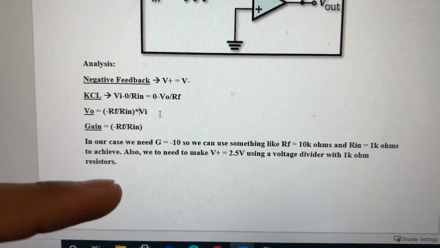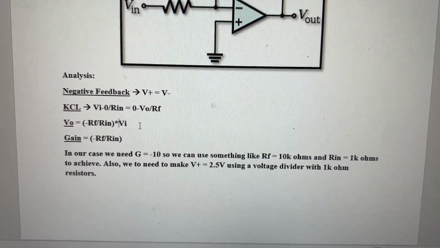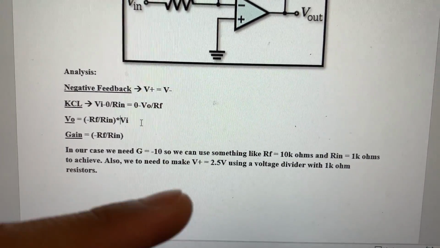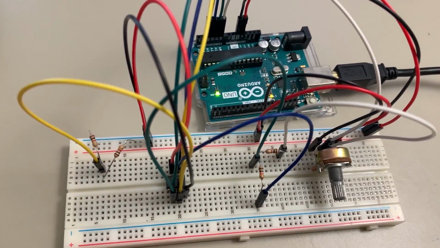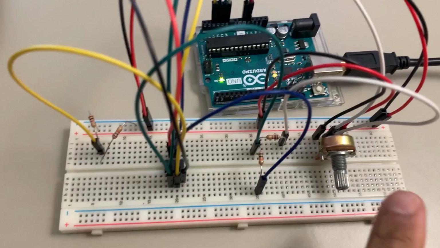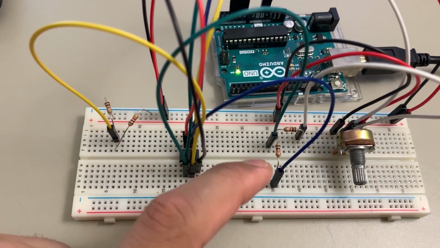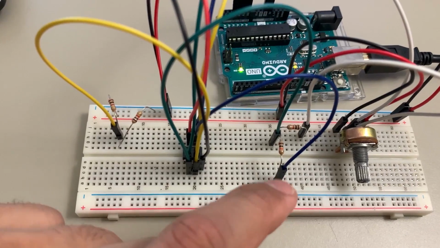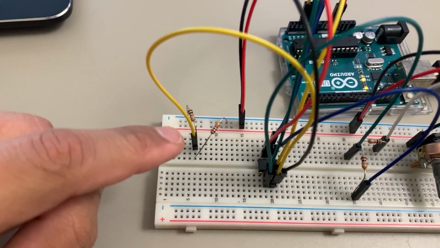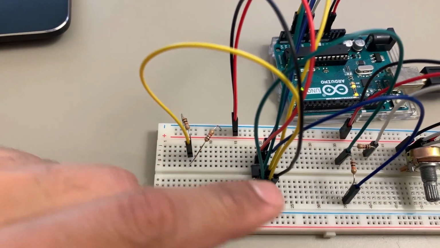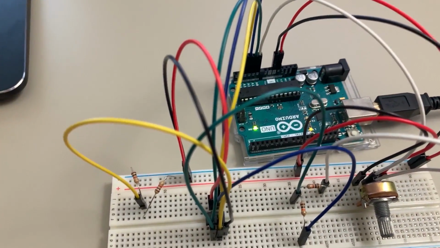In our case, we need gain equal to -10. We can use something like 10k ohms for RF, and RN is equal to 1k ohm. We also need to make V plus 2.5 volts, so we can use a voltage divider with 1k ohm resistors. So this is my inverting amplifier circuit right here. To begin, we have our pot, so Vn going into the 1k ohm resistor, and then we have our 10k ohm resistor going to V out, and from here it's going to V minus. Then we have our 2.5 volt divider going into V plus, and all these signals feed back into the Arduino so that we can read them.